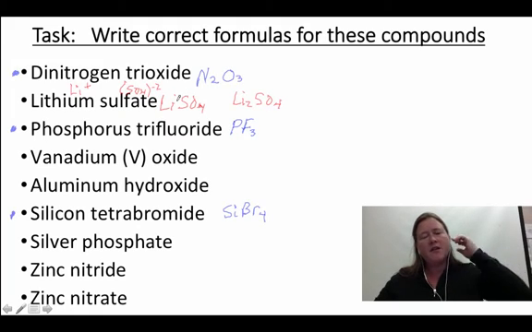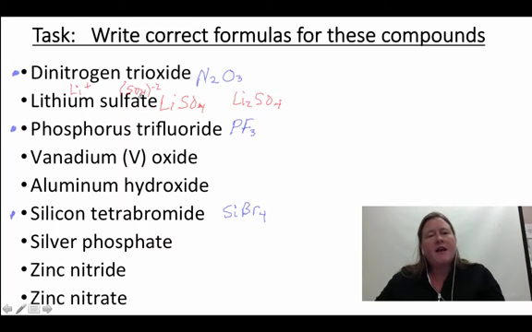What draws my attention to this being sulfate and not the element sulfur is because it ends in ate. That ate should be a red flag, ate or ite, that it could possibly be one of those polyatomic ions. And you remember that those are on your cheat sheet, okay?